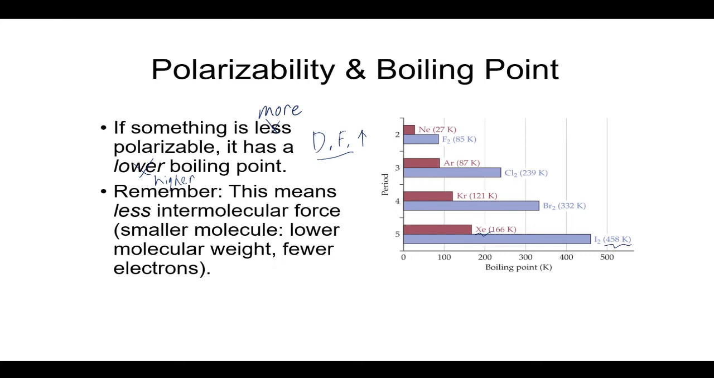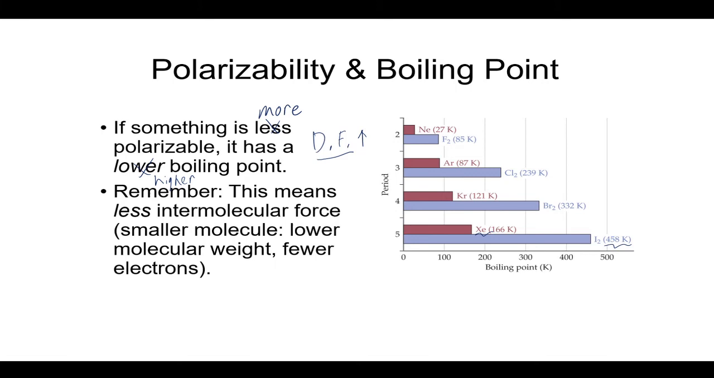Yes, they're both on the right side of the periodic table. One's an atom, one's a molecule. But it's because of the types of dispersion forces that result in this pretty high boiling point for iodine, considering we think of it near the noble gases, that it's a halogen, most of which are liquids and gases. So 458 Kelvin is a pretty high boiling point compared to its other neighbors.